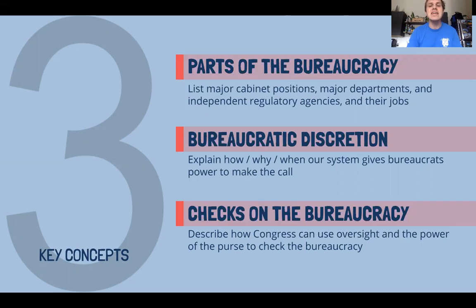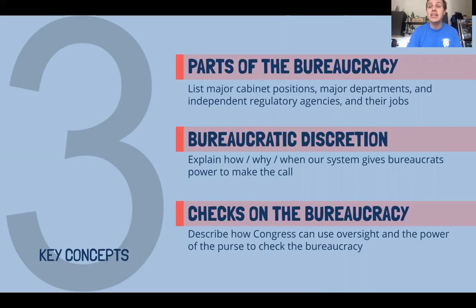Then you're going to want to get to this idea of bureaucratic discretion. Now, bureaucratic discretion is a very complex idea that really boils down to the fact that most of the work of government, as we just mentioned with those agencies and departments, is carried out by bureaucrats. So how do they do that? Why do we give them that power? And when are they allowed to exercise this power of bureaucratic discretion and its closely related counterpart, rulemaking?